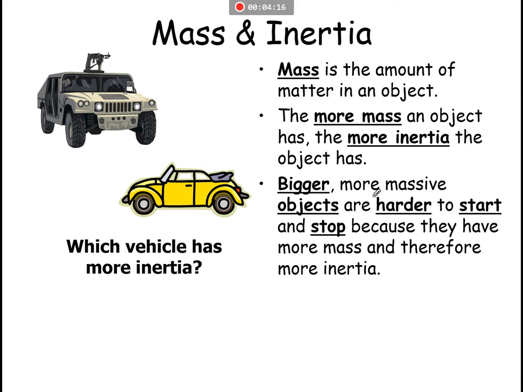Bigger, more massive objects are harder to start and stop because they have more mass, therefore more inertia. If an object is heavy, it's not easy for us to move it from its original position. We need to give more force, and only then does the object keep moving. So if it is heavier, it has more inertia. Now let us move to the next slide.